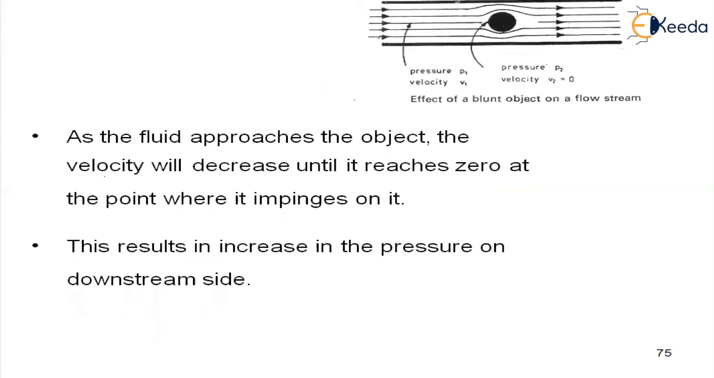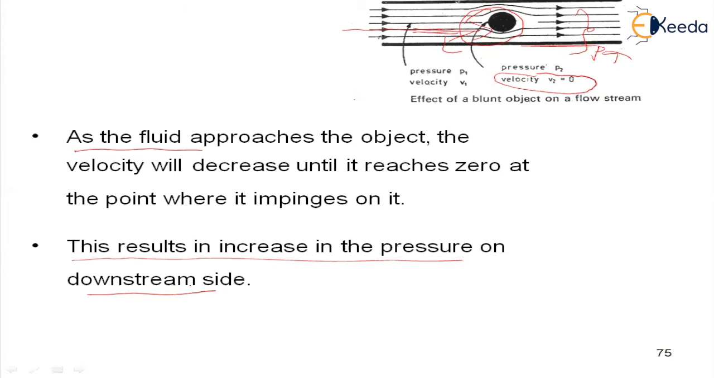As I told you, whenever the fluid approaches this particular object, the velocity will decrease until it reaches 0. Slowly, as it is going to impact, the velocity becomes 0, which I have shown over here. At the point of impact, there will be a pressure increase at the downstream side, resulting in the increase in pressure on the downstream side, my dear students.